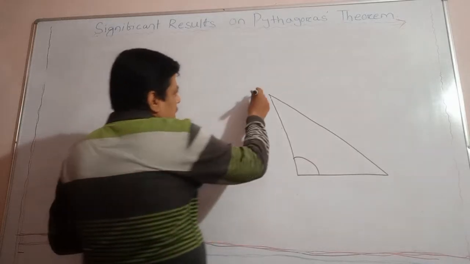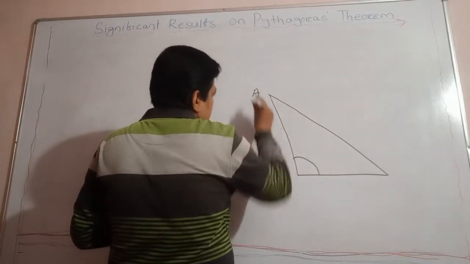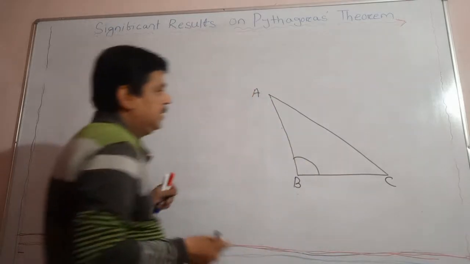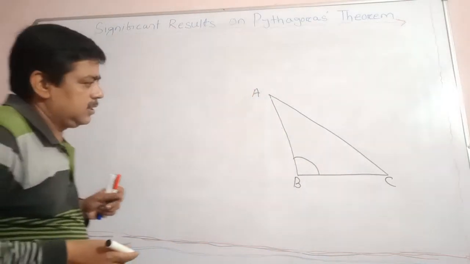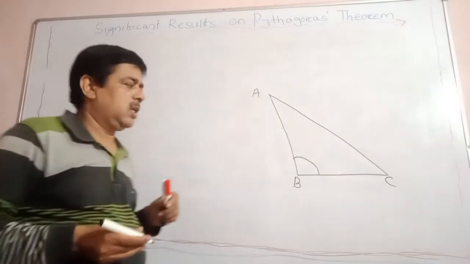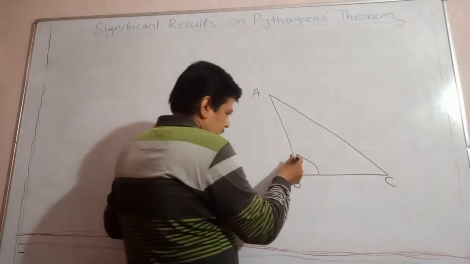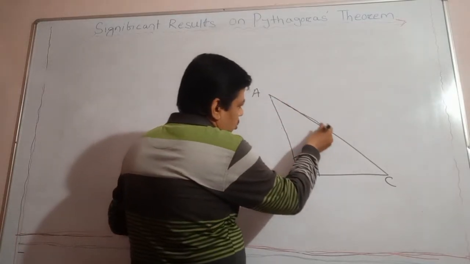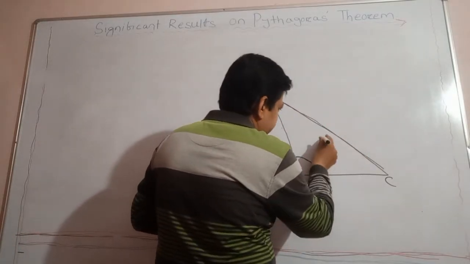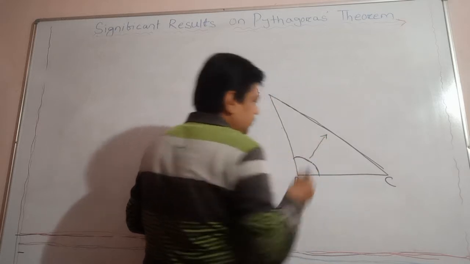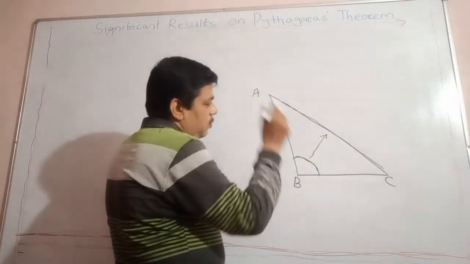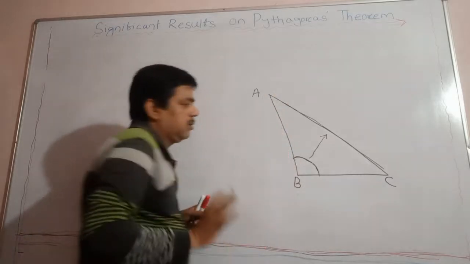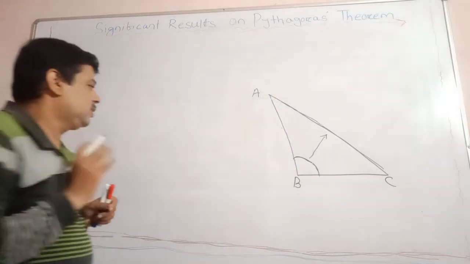So let us give the name of this triangle. Let this be A, B and C. Understand? So here ABC is the obtuse angle triangle. Angle B is an obtuse angle, and AC is the side opposite to the obtuse angle. The side AC is opposite to the obtuse angle B, and BC and AB are the other two sides of the obtuse angle triangle. Okay.